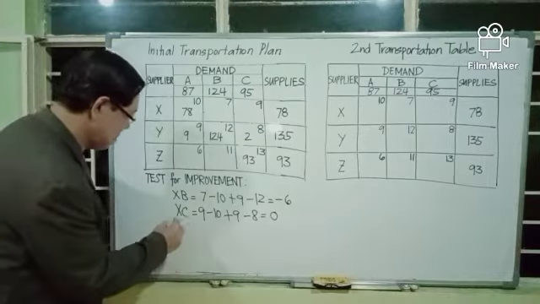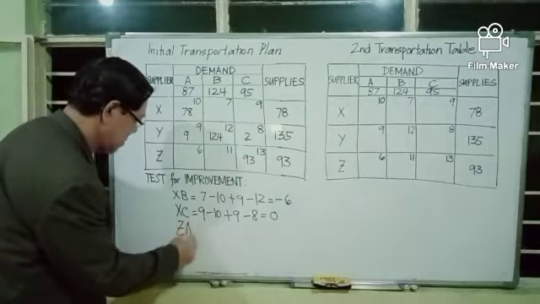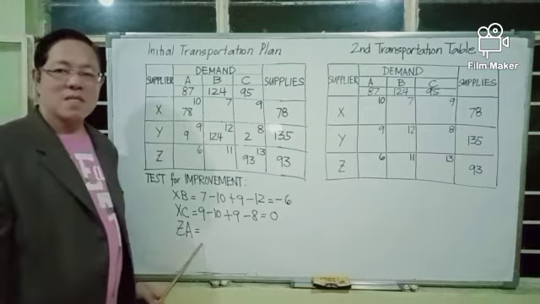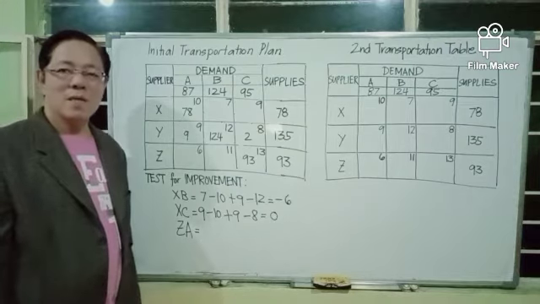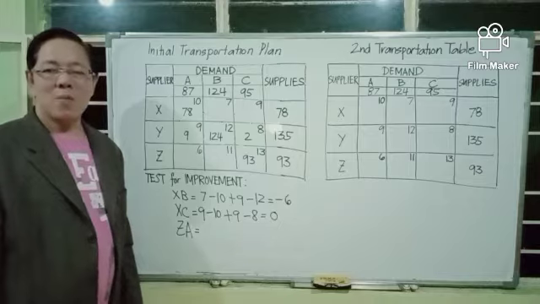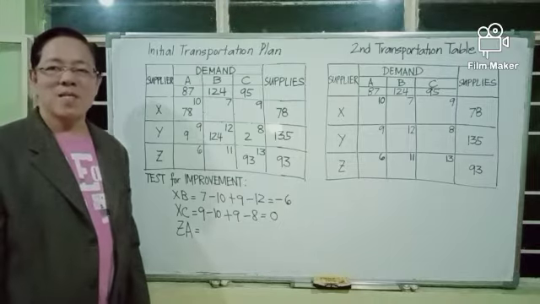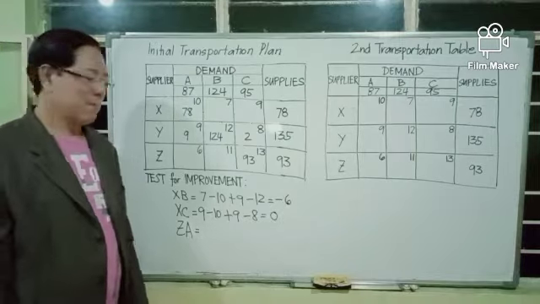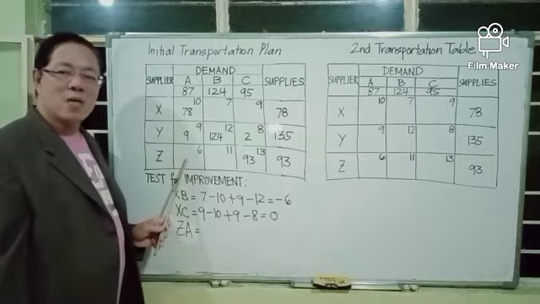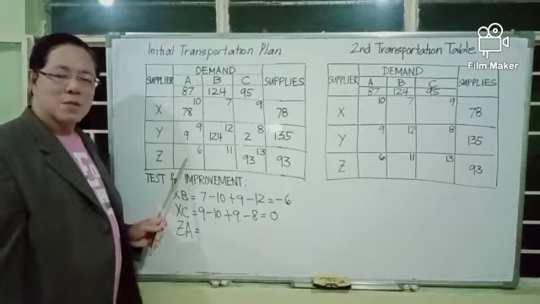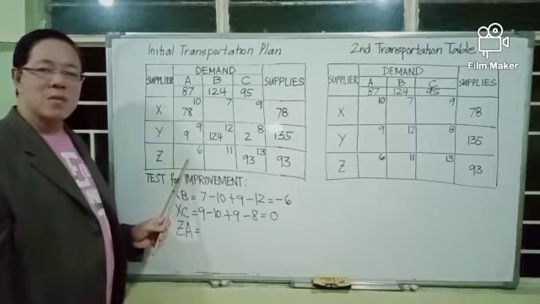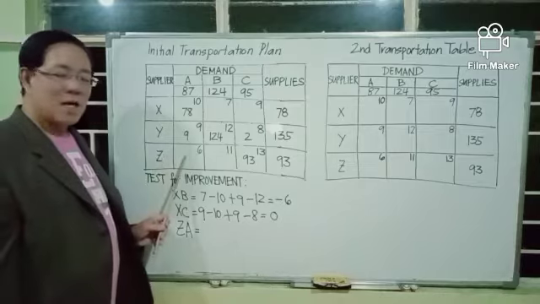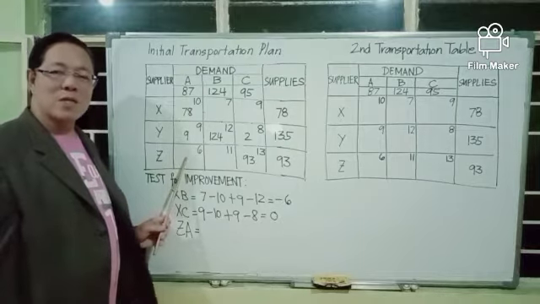ZA. For the vacant cell ZA, we trace again a closed path using a combination of alternating horizontal and vertical movements. And the first movement is always horizontal. From this vacant cell ZA, we move horizontally to the right or to the left. But we cannot move horizontally to the left because this is the supplier Z. Hence, from this vacant cell, we move horizontally to the right.